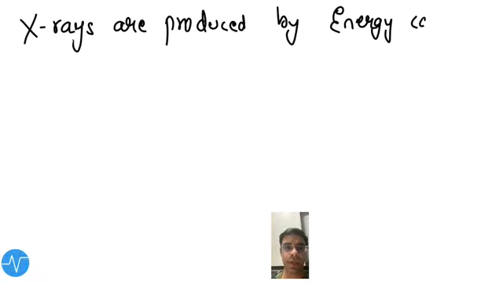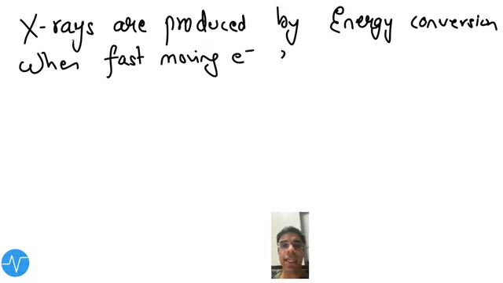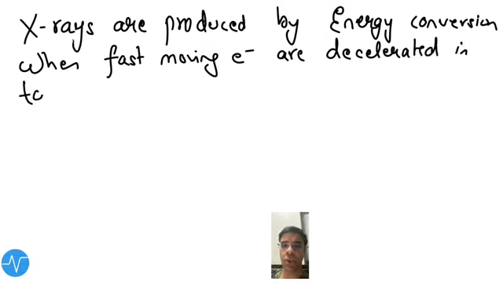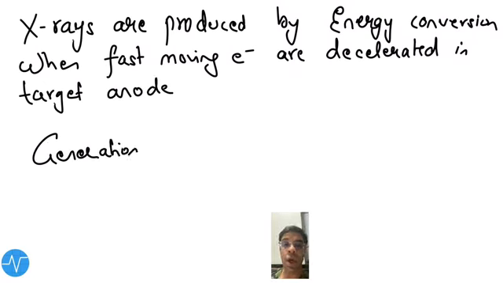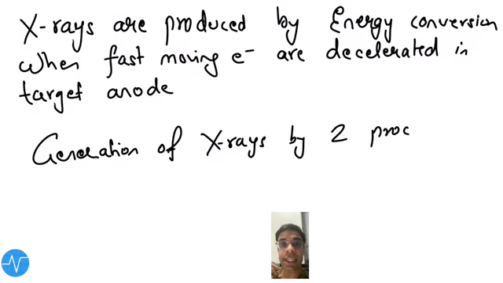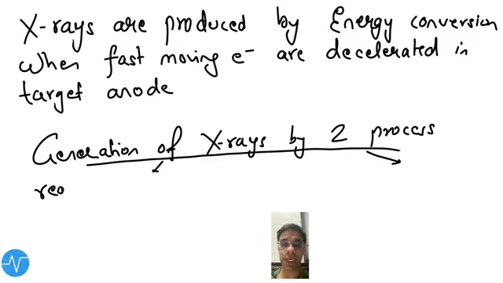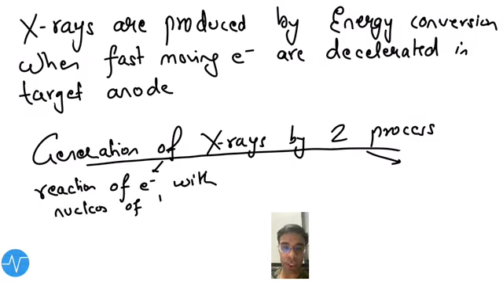X-rays are produced when the energy of fast moving electrons is converted as they are suddenly decelerated in the target anode. Electrons produced by the cathode go and hit the anode, undergo deceleration, and X-rays are produced. What happens in the anode is the way X-rays are generated, which we will study today.